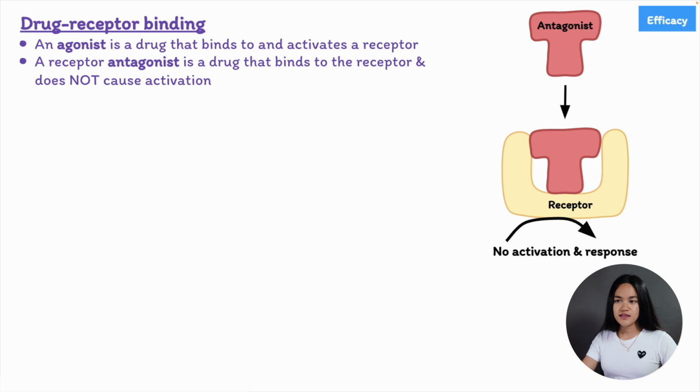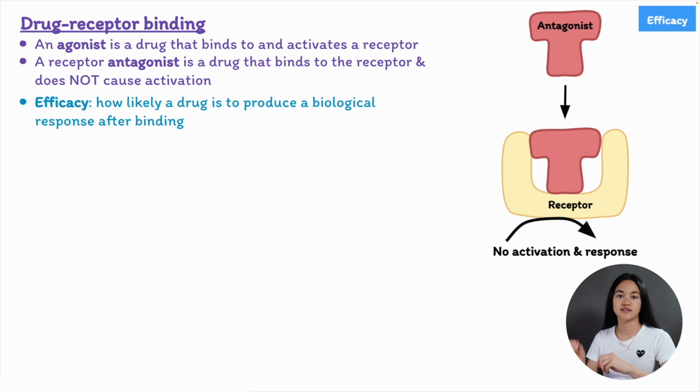So connecting this with affinity, which is a term we use to describe the tendency of a drug, whether agonist or antagonist, to bind to a receptor, it's an important factor in drug-receptor interactions. The ability of a drug to produce a biological response once it's bound to its receptor is determined by its efficacy. Efficacy indicates how likely a drug is to produce a biological response after binding to the receptor. In other words, efficacy measures the drug's effectiveness in producing the desired effect. Okay, let's connect the concepts we've discussed so far by understanding that receptors can exist in different states.